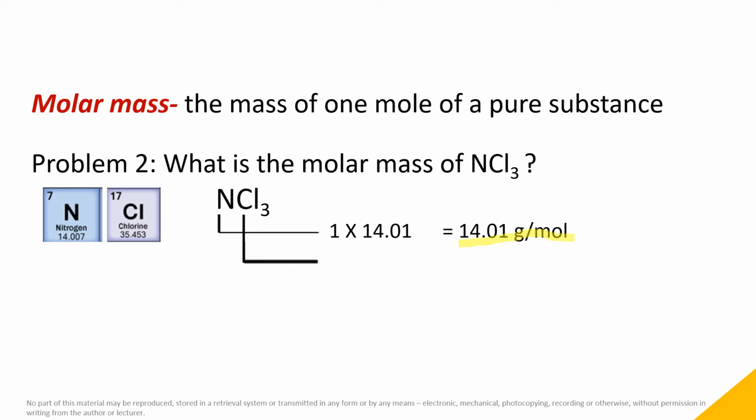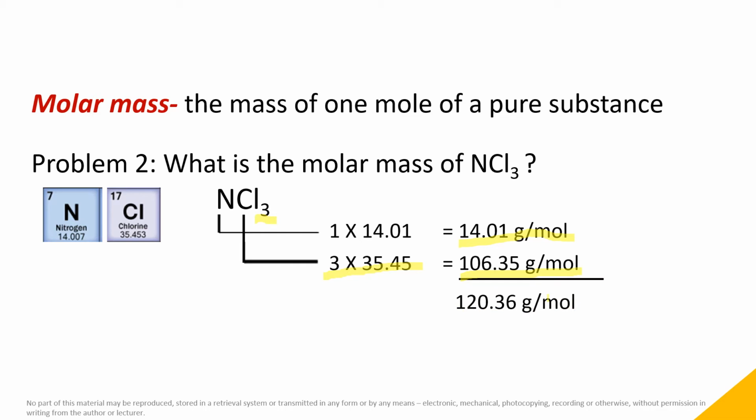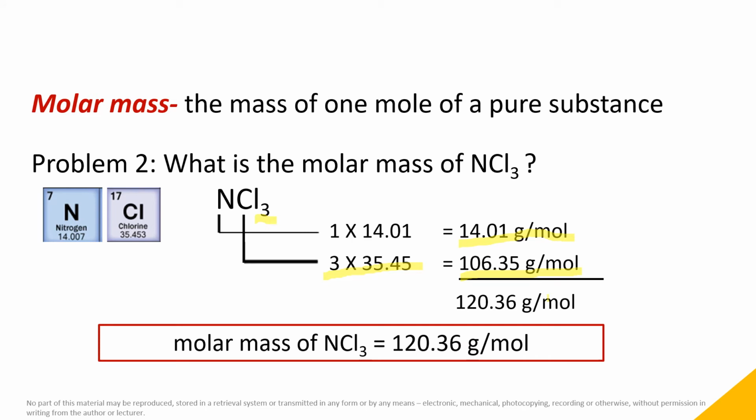Now let's take a look at chlorine. We have 3 moles of chlorine. Therefore, 3 times the atomic weight, which is 35.45, we'll get an answer of 106.35 grams per mole. Now let's add these up. 14.01 plus 106.35 will get an answer of 120.36 grams per mole. Therefore, the molar mass for nitrogen trichloride is 120.36 grams per mole.